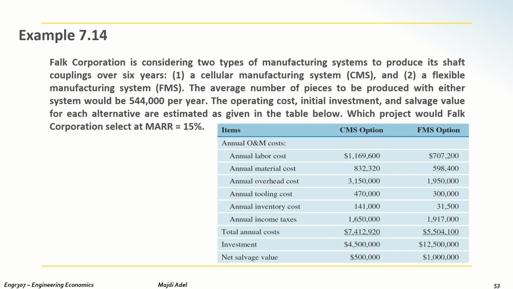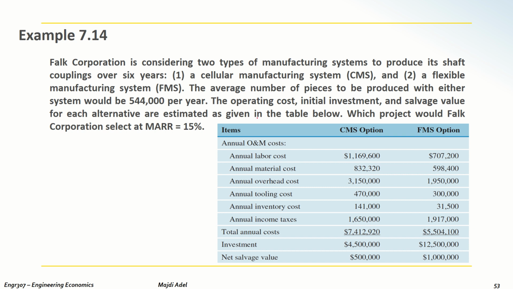Last example. Ford Corporation is considering two types of manufacturing systems to produce its shaft coupling over 6 years. The first option, a cellular manufacturing system, is called CMS. The other option is a flexible manufacturing system, FMS. The average number of pieces to be produced with either system is 5,000, with revenue of $544,000 per year. Operating costs, initial investment, and sale values for each alternative are estimated as given in the table below. Which project would Ford Corporation select at a minimum attractive rate of return of 15%?